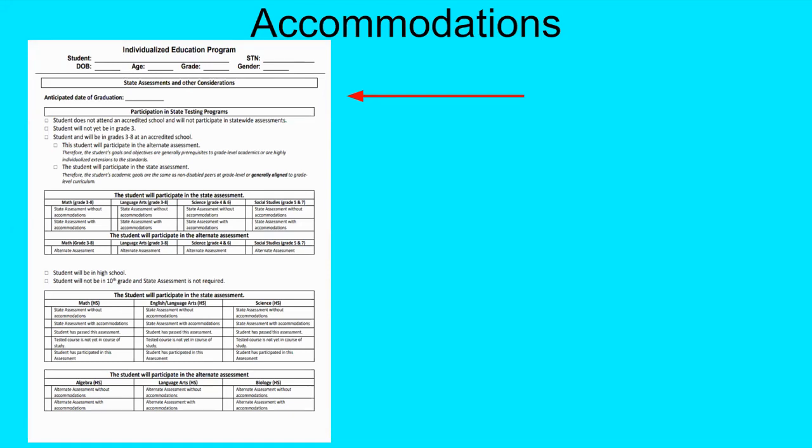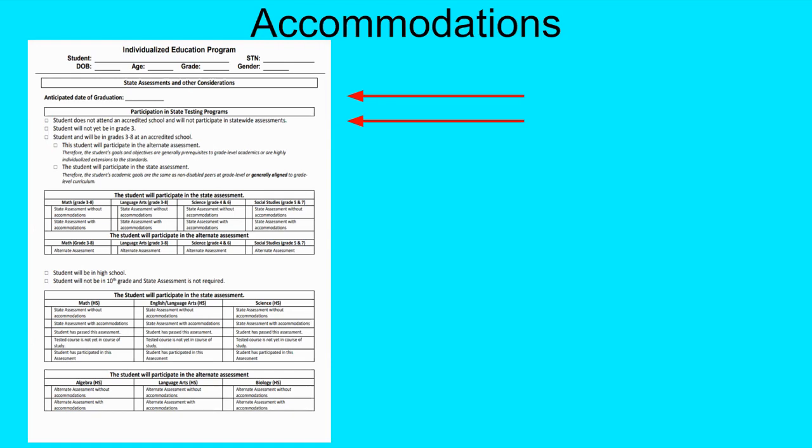So on the accommodations page, the first thing that we need to put down is the anticipated date of graduation. Then we look at participation in state testing programs. So there are a couple of different options here. The first is student does not attend an accredited school and will not participate in statewide assessments. It's very rare. In fact, in all of my 15 years of teaching, I have never really seen that before. But if that were the case, then you would mark that. And then you would skip the rest of it because, again, the student will not be attending school and will not participate in statewide assessments.